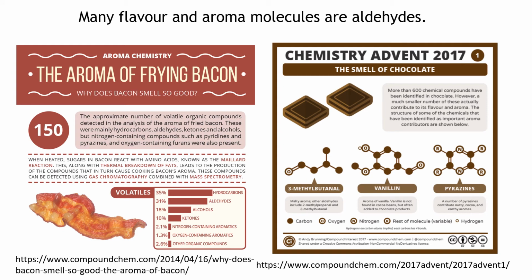The reason aldehydes and ketones are part of the oxidation of food course is that many flavour and aroma molecules are aldehydes. So these graphics have been taken from the Compound Interest website by Andy Brunning, which has some fantastic resources for chemistry. So you can see that in terms of the aroma of frying bacon, 31% of the volatile molecules that come from bacon are aldehydes. And in terms of the smell of chocolate, you can see that some aldehydes such as 3-methylbutanal contribute to the aroma and taste of chocolate.